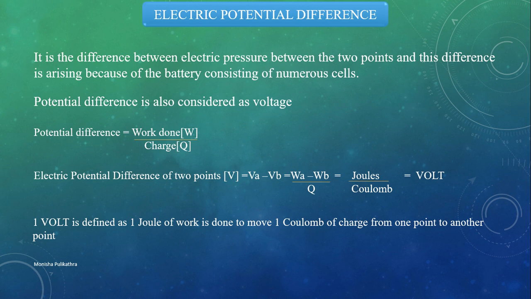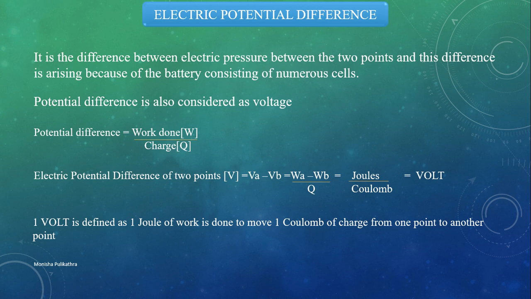So WA minus WB by Q, which is said to be joules per coulomb, and this joules per coulomb is equal to volt. So 1 volt is defined as 1 joule of work done to move 1 coulomb of charge from one point to another point. And for every electrical component, for every electrical medium, there should be something for its measurement.